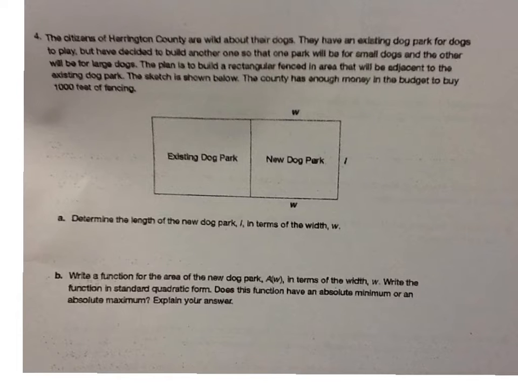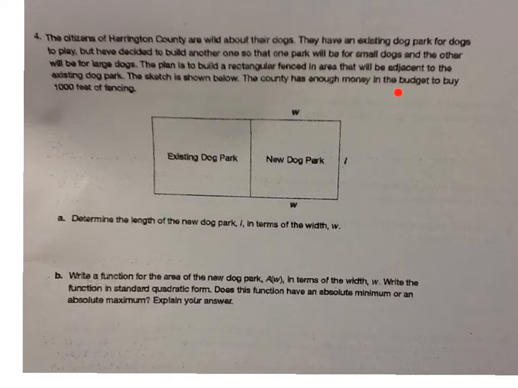For number 4, it says here, the citizens of some county are worried about some dogs. They have an existing dog park for dogs to play, but they have decided to build another one right next to it for smaller dogs, and the other will be for the larger dogs. So it'll be small dogs here, large dogs here. The plan is to build a rectangular fence in an area that will be adjacent to the existing dog park. Okay, the sketch is shown below.